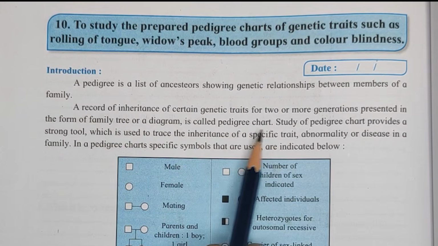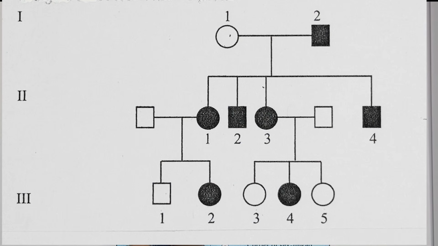What is meant by pedigree chart? A record of inheritance of certain genetic traits for 2 or more generations presented in the form of the family tree or the diagram. So this you already learned in English, what is meant by family tree. You have already drawn this diagram of the family tree. इसमें क्या होता है कि एक दूसरे का what is the generation जो है उसमें कैसे diseases पास होती है, कैसे abnormalities पास होती है, वो सब हमें pedigree chart में समझ में आता है.